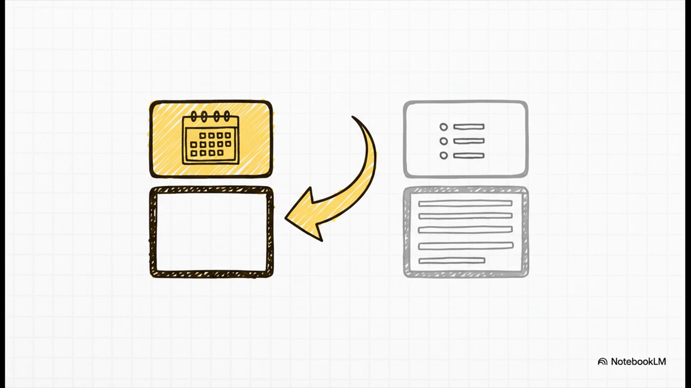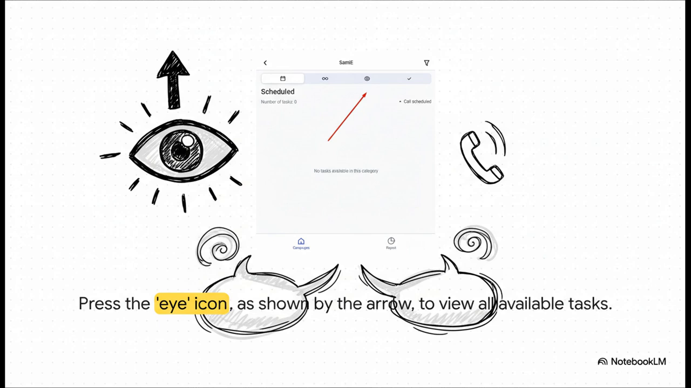waiting for you. So to find your calls, what you're going to want to do is look for this little eye icon right at the top of the task list. Just give that a click, and it'll switch you over to the Available view. And just like that, you'll see every customer who's ready for a call.